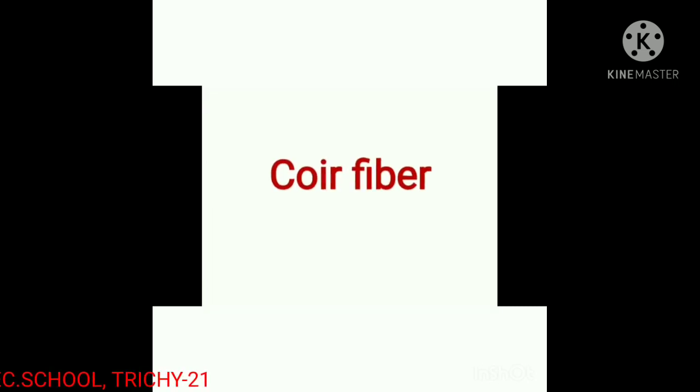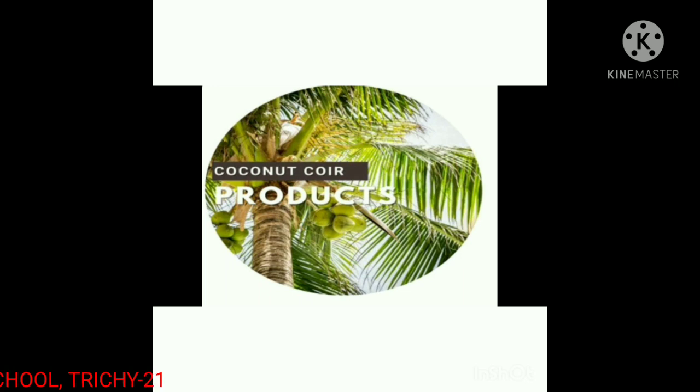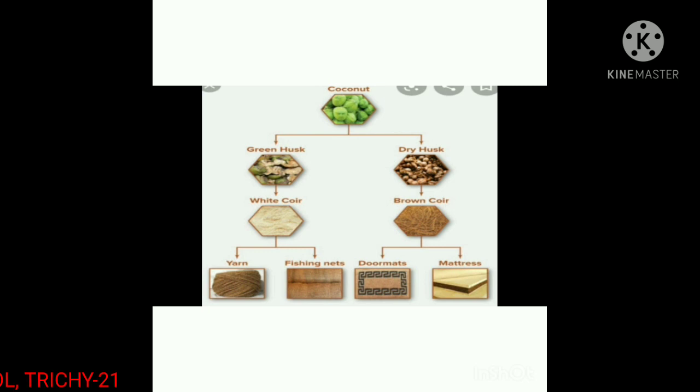Next, coir fiber. Coconut, two types: green husk, dry husk. Green husk will produce white coir, and white coir is used for yarn and fishing nets. Brown coir is used for doormats and mattresses.